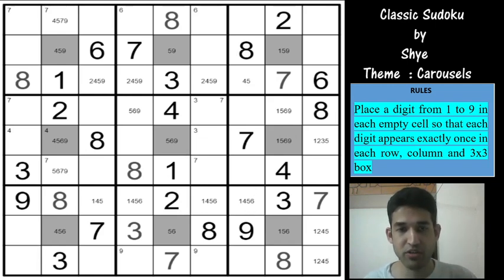So actually I wish to add some background to the Sudoku. The theme of the Sudoku is carousels, which means something like a merry-go-round or going around. So I also saw some comments under the Sudoku which stated that the viewers or whoever solved this had a difficult time tackling the Sudoku.